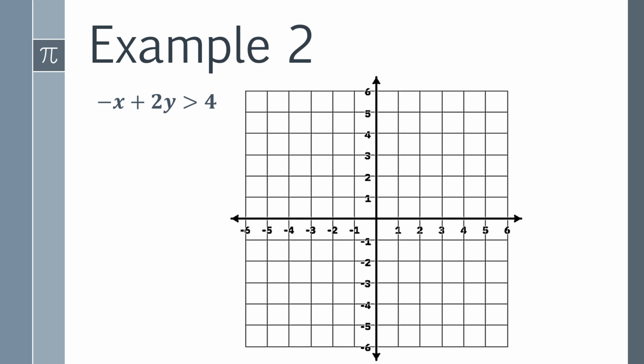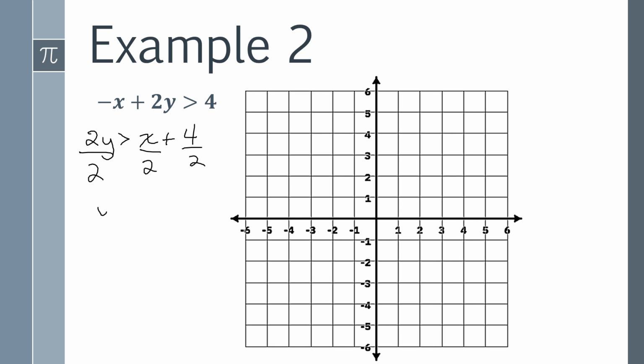Okay. So let's get things moved over. So this is going to be, if I add x to each side, I end up with 2y is greater than x plus 4. Now, we have to divide this 2 out of here. Well, the way I tell students to do this is to divide everything separately by 2. So you work on them in pieces.